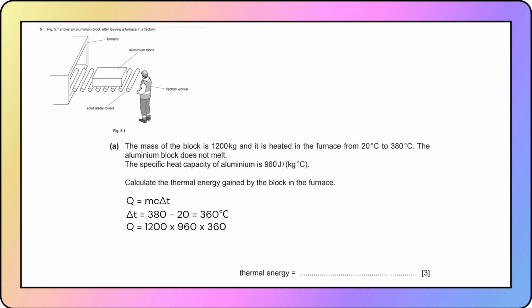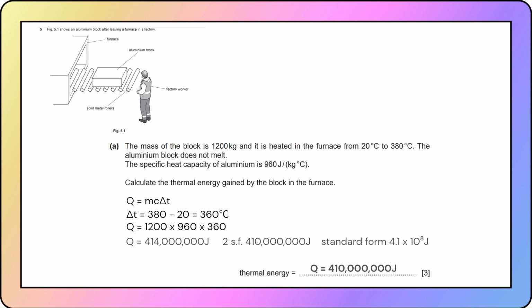After substituting in the values, we get an equation of change in thermal energy is equal to 1,200 times 960 times 360. After we input that into our calculator, we get a long answer. If we round that to two significant figures, we get 410 million joules as our final answer. You can also write it in standard form if you want. That will be the end of our question.